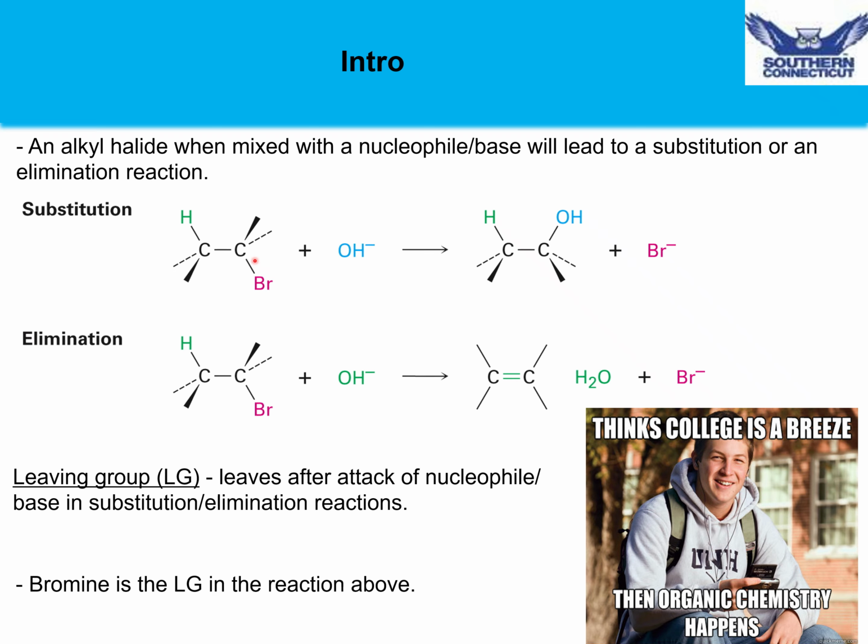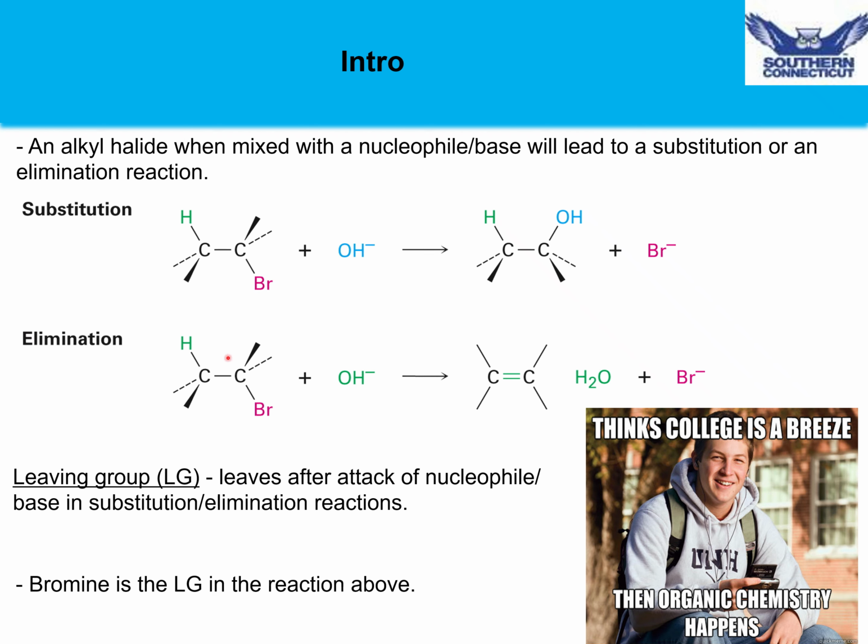Another possibility is for the base to remove a hydrogen that is on an adjacent carbon to the carbon that contains the halogen. By doing that, both the hydrogen and the bromine will be eliminated, and as a result, we will obtain a double bond, as you can see here in the product. Overall, this is considered an elimination reaction.